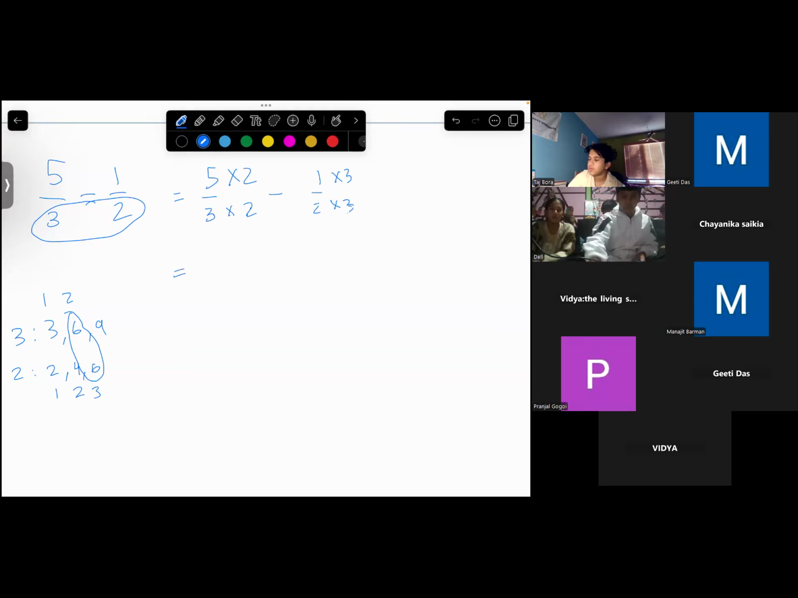And this would be, you have to do these steps first, 10 over 6 minus 3 over 6. And now, the denominator stays the same. It will stay the same throughout. And then you would have to do 10 minus 3, and that would be 7.